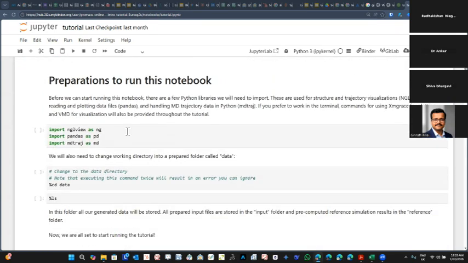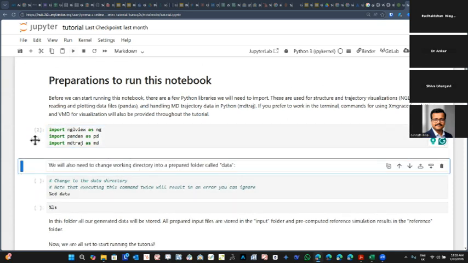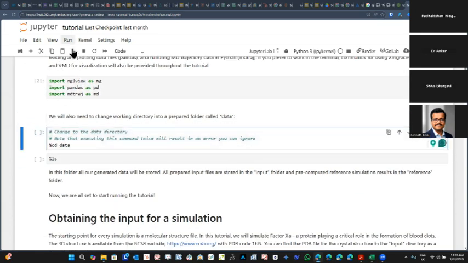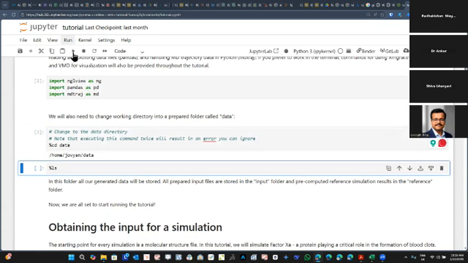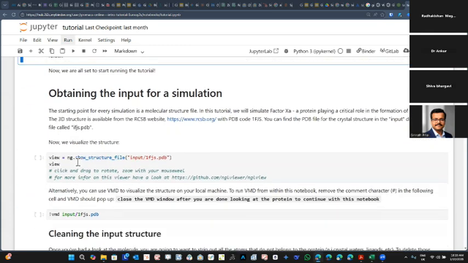So if I go to the next cell, this is to import certain libraries to run. If I play here, yeah, see, I can get the number 2 here. Hope you can see the number 2. Now I'm going to change the directory to data and list all of them. So I have my input and references.